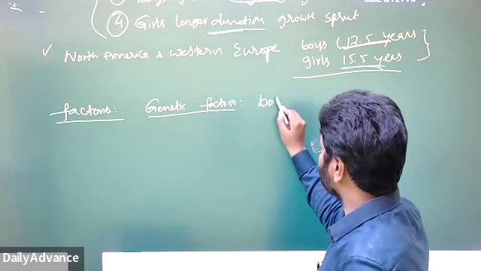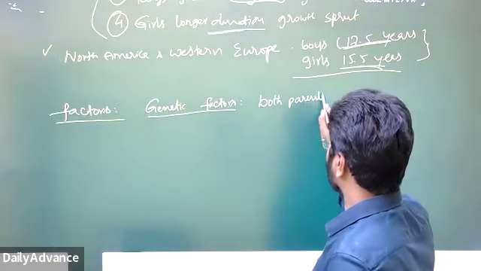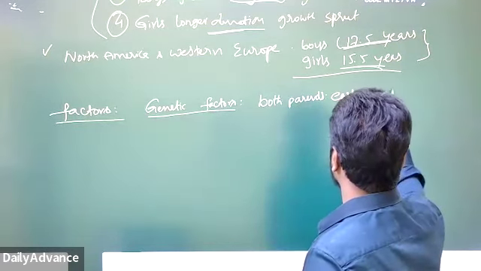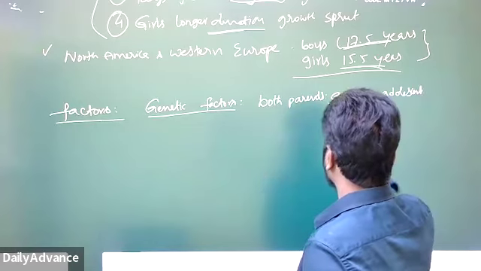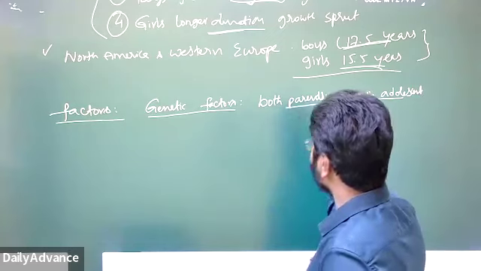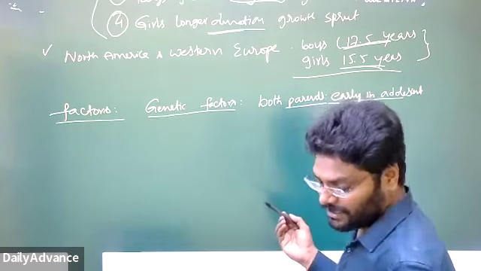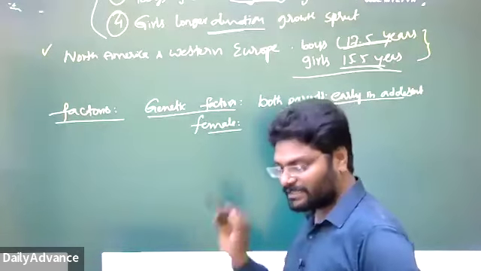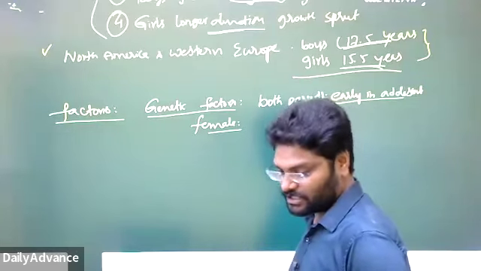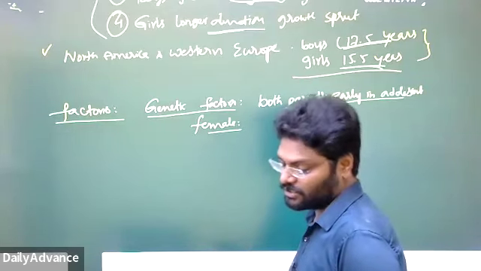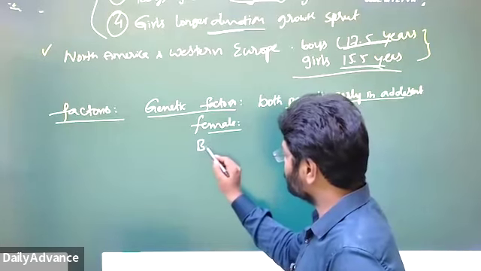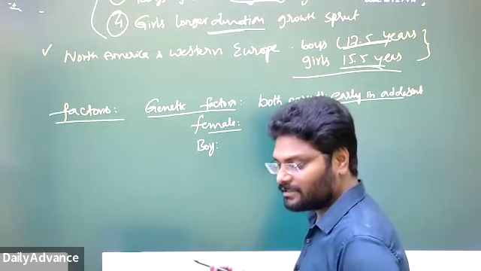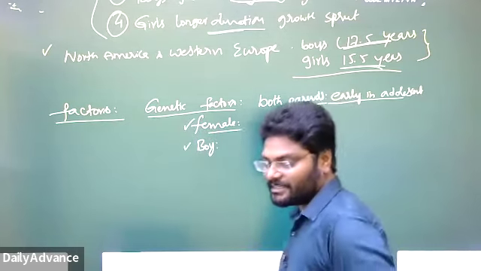If both parents are early in adolescence, the individual is also early. If both parents are late in adolescence, the individual is also late. If the individual is a female, we can correlate with the mother. If the mother is early in adolescence, the child is also early. If the mother is late, the child is also late. Understand? If the individual is a boy, we can correlate with the father. If the father is early, the boy is early. If the father is late, the boy is also late. So this is how tight genetic control we observe.